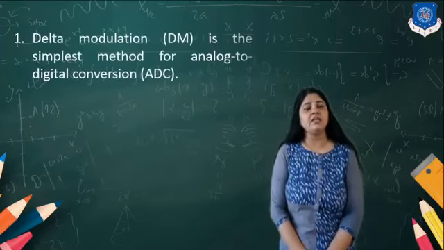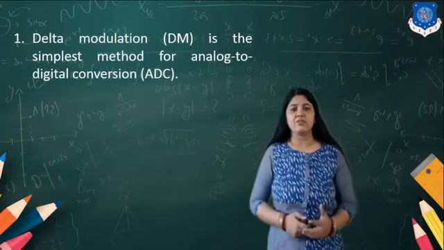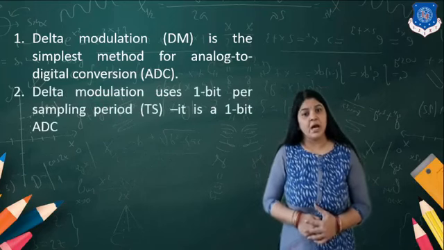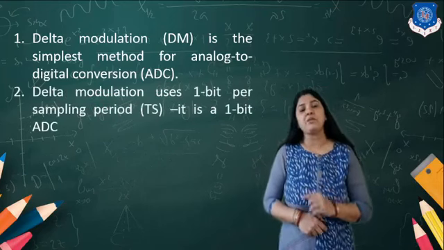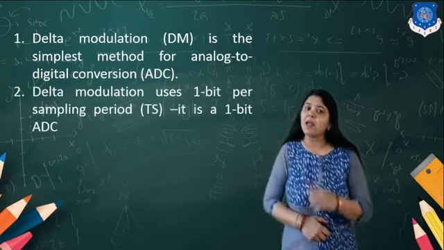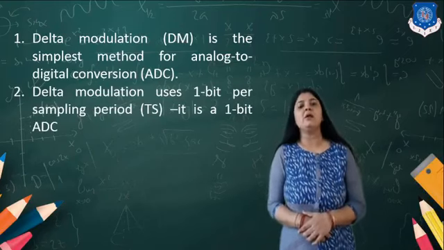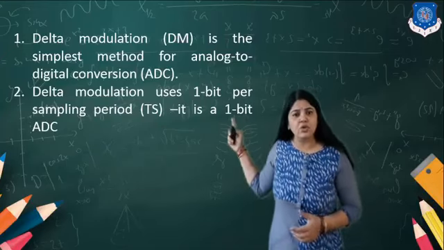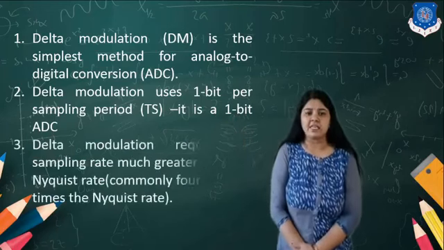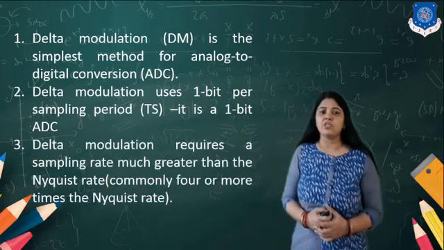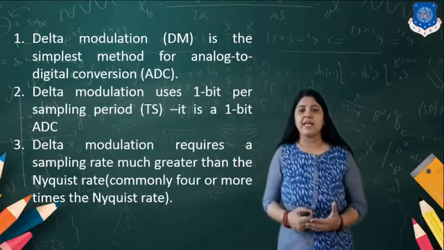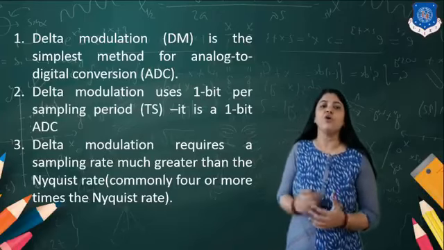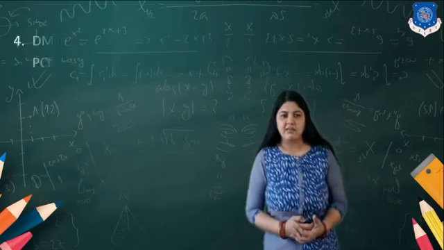Delta modulation is the simplest method for converting an analog signal into a digital one. It uses 1 bit per sampling period, whereas PCM uses n bits per sampling period, so the transmission bandwidth required there is more. It is also known as a 1-bit ADC. Delta modulation requires a sampling rate much greater than the Nyquist rate, commonly 4 or more times the Nyquist rate.